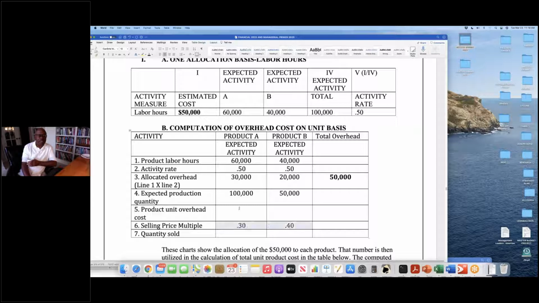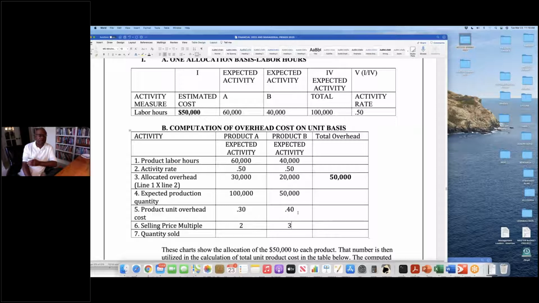I need to move it up. Okay, and I think these selling price multiples will be 2 and 3. So what I've done, I had an overhead of $50,000. I've calculated an activity rate. And then I've allocated the total overhead to each product. I divided by how many I expect to produce to come up with that unit overhead cost.